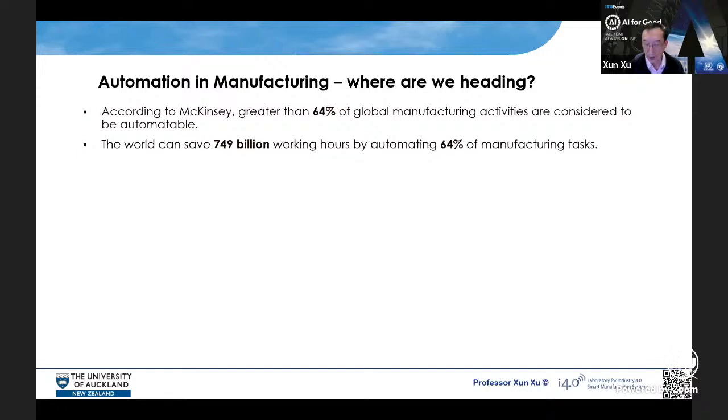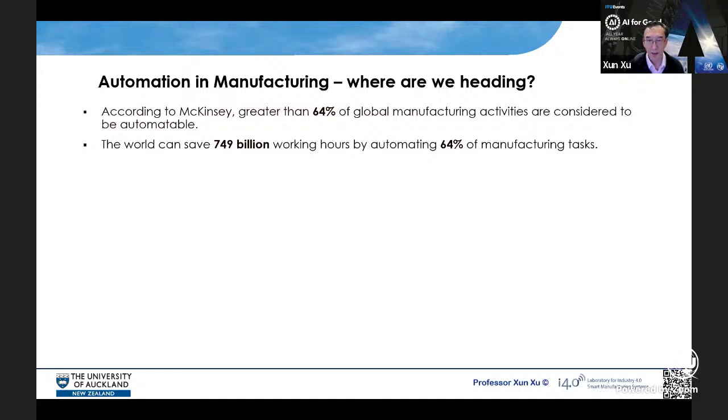But 749 billion working hours doesn't mean too much. Really, 64% of manufacturing tasks, that's a huge amount. Well, we're not asking the question, how do you quantify a job? How do you assess whether a job can be automated? But there are some interesting questions I want to ask.